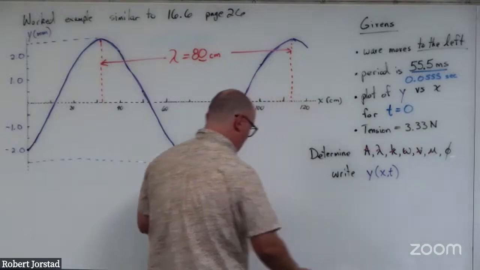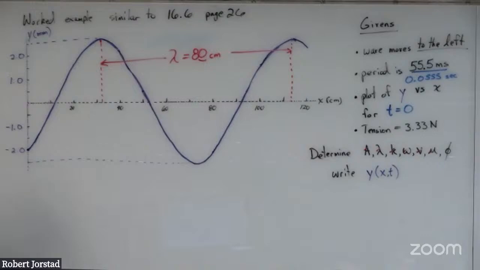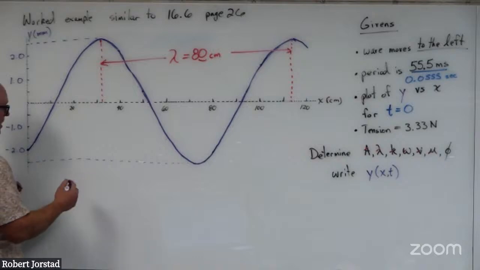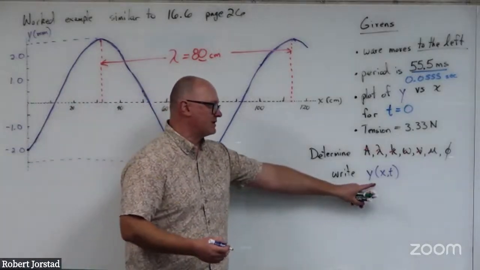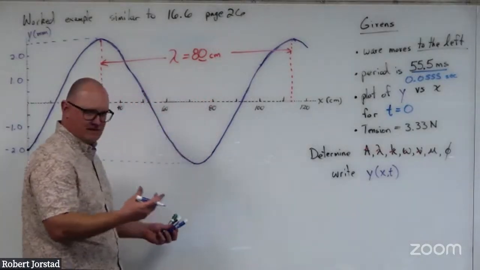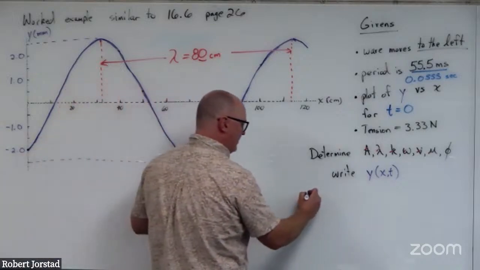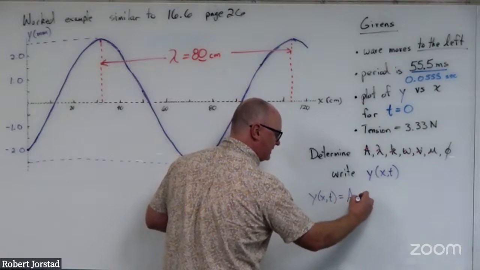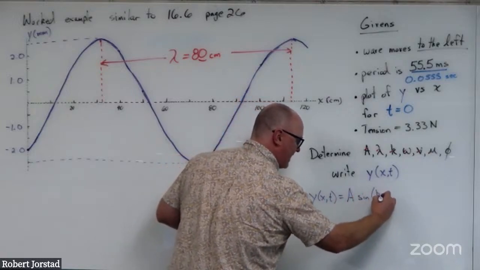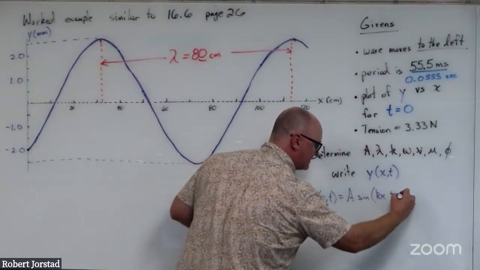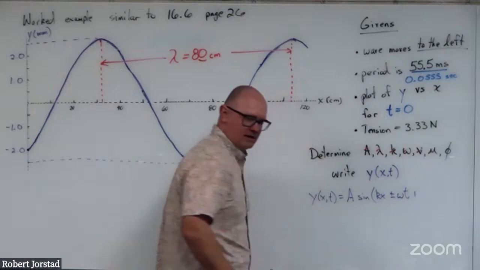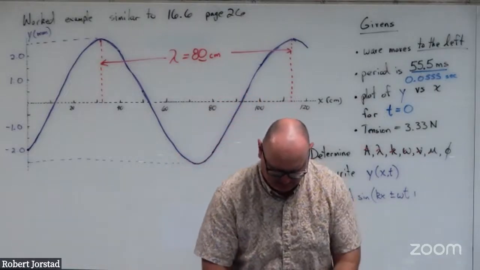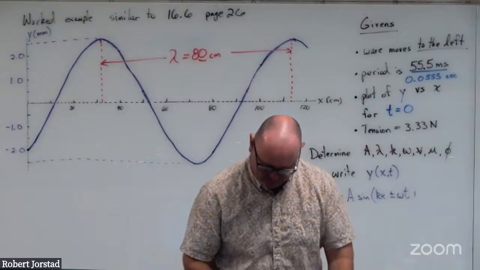Right? Phase angle. Here we go. 3, 2, 1. I'm going to write our wave equation first, and then we're going to be missing the phase angle, so we'll fill that in. I know that y of x and t is equal to amplitude sine of kx plus or minus omega t. And then what did I use? Plus a phase angle or minus a phase angle? Let me see what I used here. Plus a phase angle.